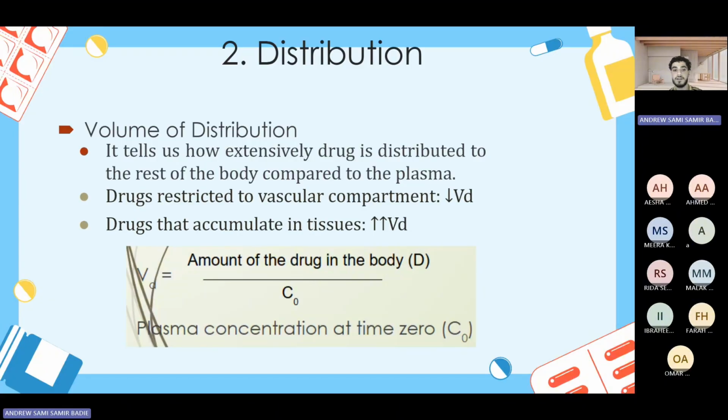If you can see here the plasma concentration at time 0, if we increase the plasma concentration at time 0, the volume of distribution decreases. So what does this mean? This means that if you have a high plasma concentration of the drug, the drug is remaining inside the blood vessel. It's not really going to the tissues. So the volume of distribution is low. And if you have a lot of the drug inside the body, this means high volume of distribution.